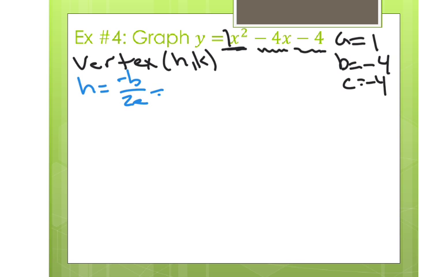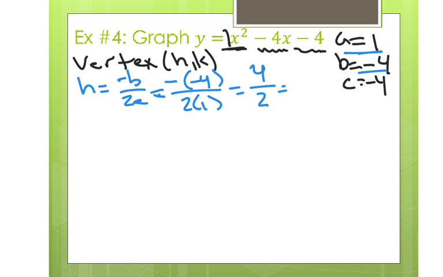So negative, and then our b value, negative 4, over 2 times our a value, which is positive 1. A negative and a negative 4 is positive 4. 2 times 1 is positive 2. And 4 divided by 2 is positive 2.